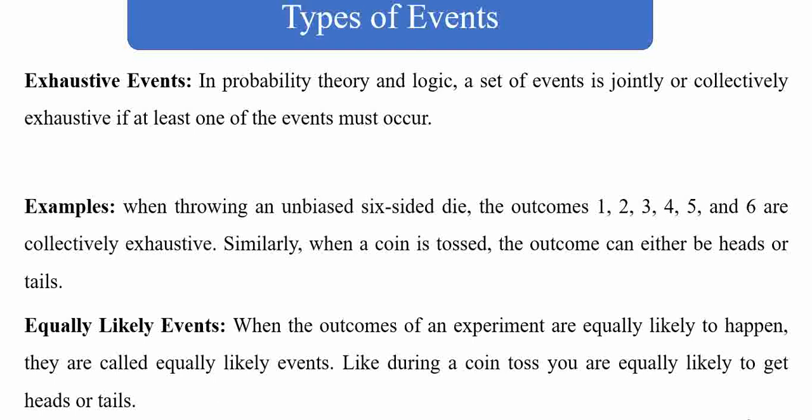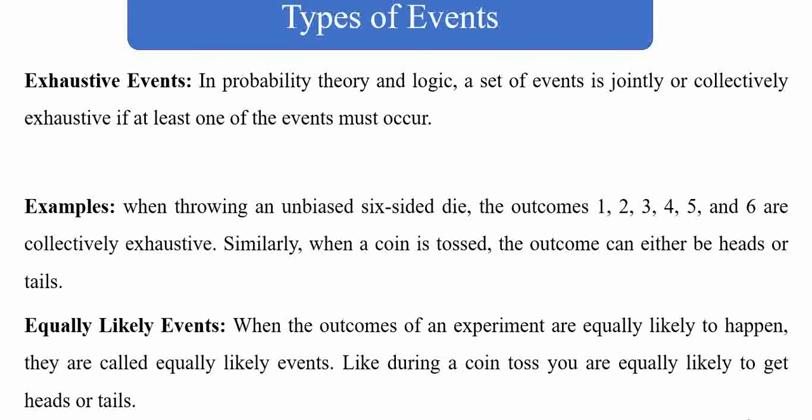Similarly, when a coin is tossed, the outcomes can either be heads or tails. So when a coin is tossed, you can get head or tail. So at least one of these events occurs. So this means that these events are collectively exhaustive.